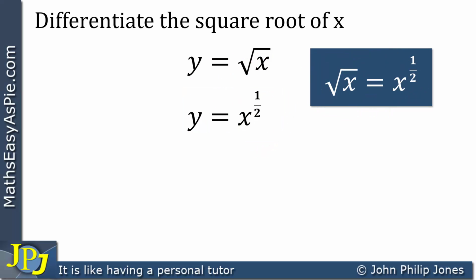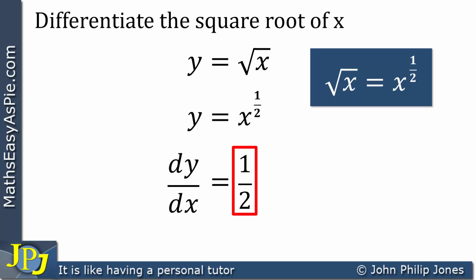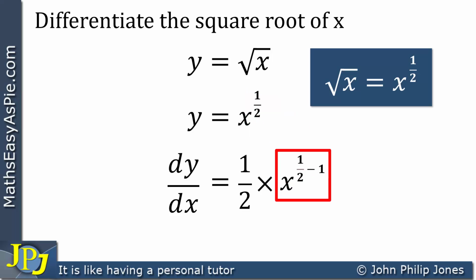We continue, so we write dy dx equals, we consider this power, which is 1/2, and we bring that down to this position, and we use that to multiply this after the power has 1 subtracted from it, as you can see coming into place now. And here you can see the 1/2 with -1. So we're reducing the power by 1.